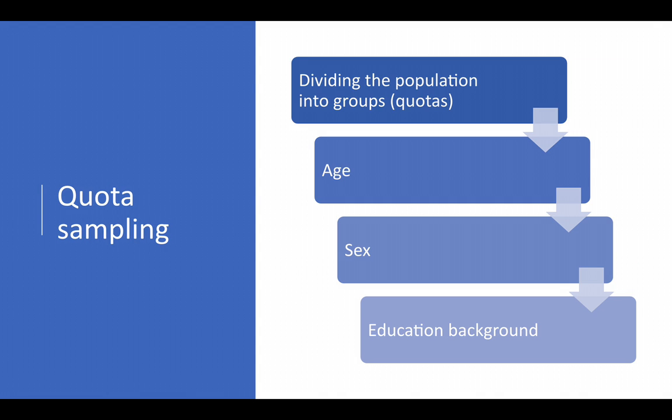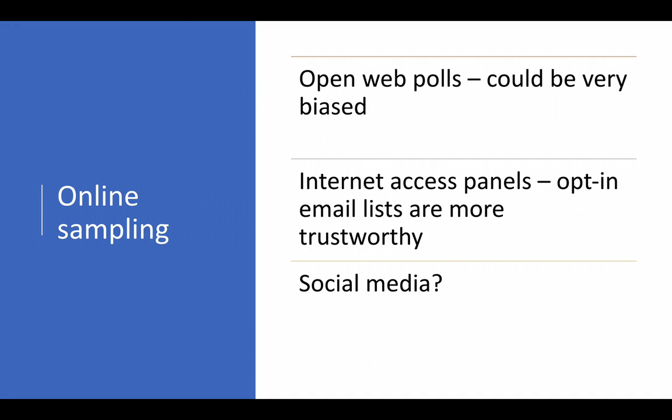And quota is dividing the population into groups using quotas, right? You can use age, sex, education background, income levels, etc. Online sampling, as we said, okay, this is very common nowadays, and you can even use companies to do it, right? So online companies like SurveyMonkey, Qualtrics, etc.